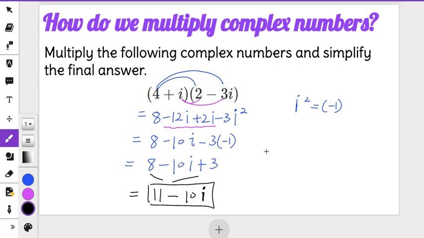Of course, you can always use the box method to set up this way and try it on your own. You will definitely have the same answer as we did here, as long as you remember two things. Simplify the i squared as negative 1 and combine like terms as much as you can. And trust me, you'll have the same answer.